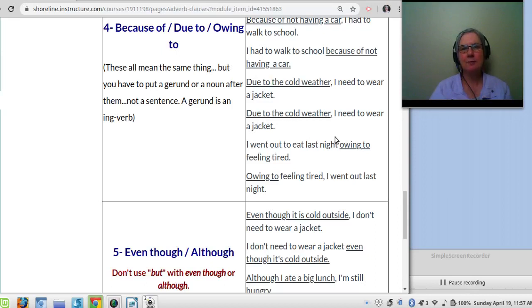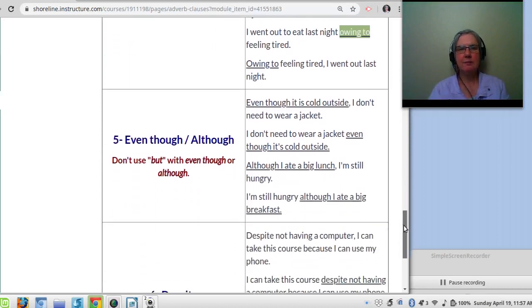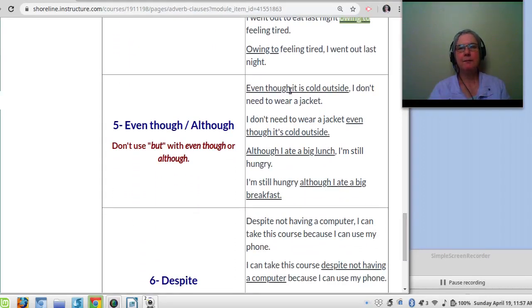So let's check it out. We will make it change, okay? Number 1, I went out to eat last night owing to feeling tired. Number 2, I went out to eat last night because of feeling tired. Number 3, I went out to eat last night due to feeling tired. Okay, next one. Even though.